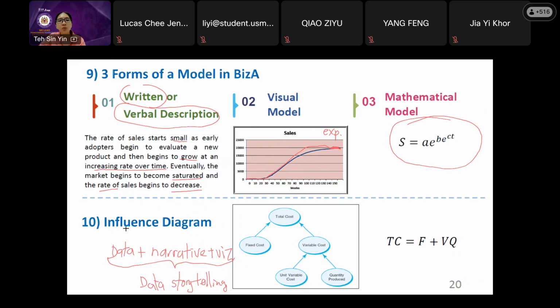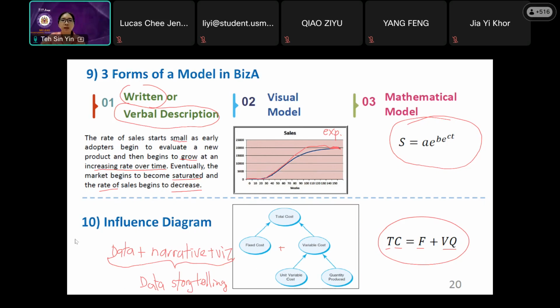Okay. And the last one, the influence diagram. This question came out in the past year questions also. So you need to draw a diagram based on the mathematical model. You are given the total cost, the fixed cost, and the variable cost. You need to draw an influence diagram. Variable cost is formed by unit variable cost and the quantity produced. These two combined together, fixed cost plus variable cost, give your total cost. So this is how we draw the influence diagram. We call this diagram an influence diagram.